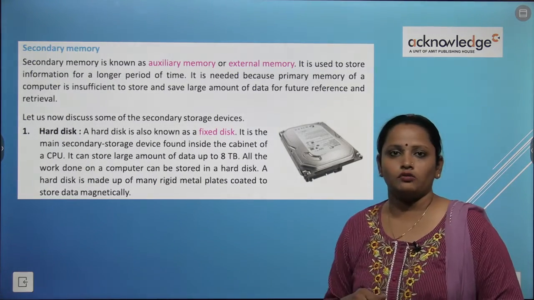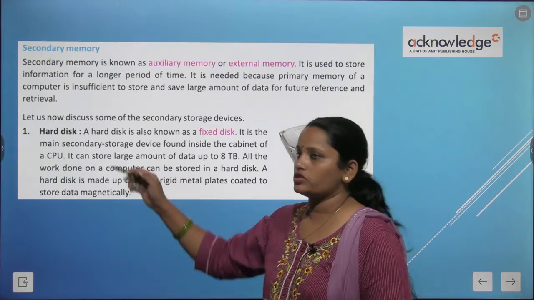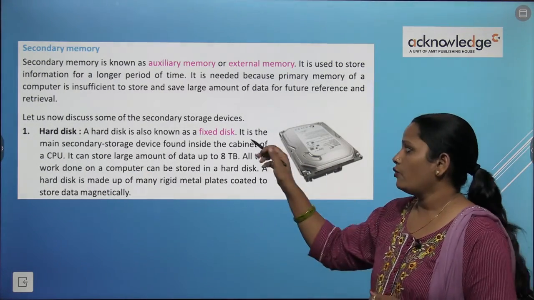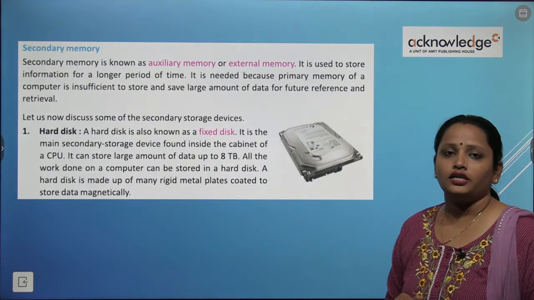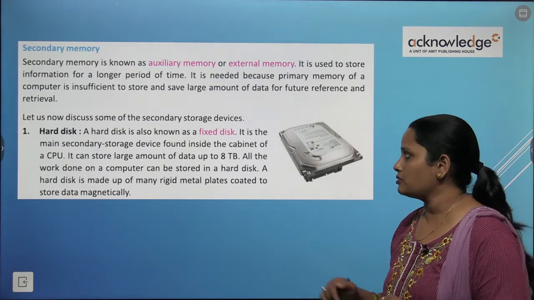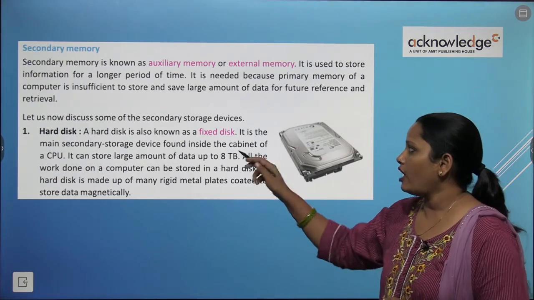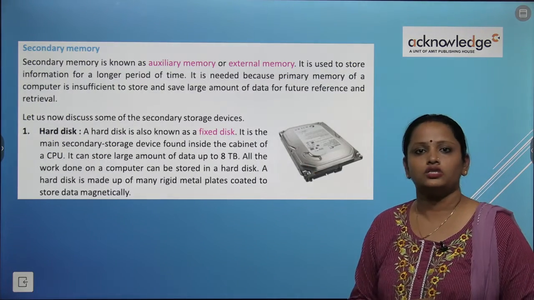So we are going to learn about some secondary storage devices. First is the hard disk. A hard disk is also known as fixed disk. Hard disk को fixed disk के नाम से भी जाना जाता है. It is the main secondary storage device found inside the cabinet of CPU.